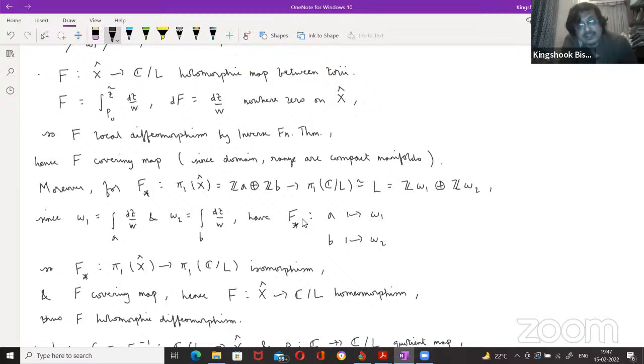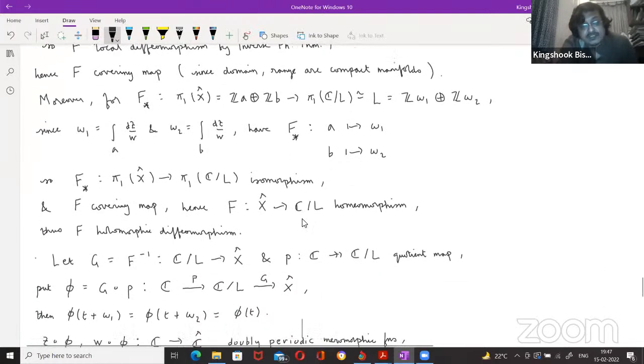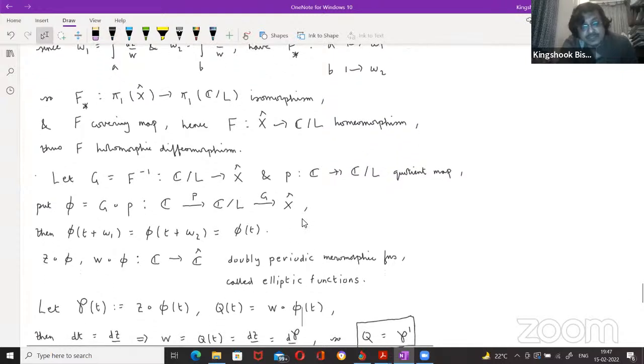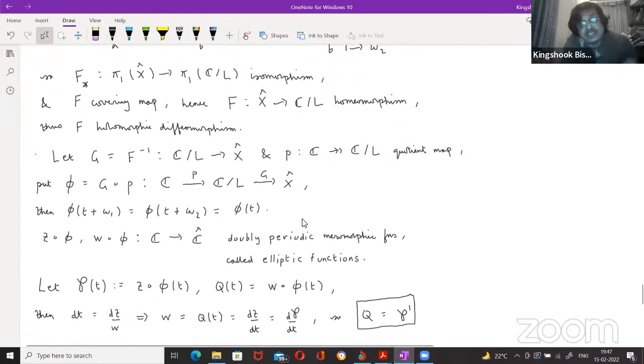So since my map is a covering map and the induced map on fundamental groups is an isomorphism, that means that my map actually is a homeomorphism, right? So now I have a homeomorphism. So F is a holomorphic diffeomorphism. So now I can do the same thing that I did in the first example, which is we invert this abelian integral. So I know it's a diffeomorphism, it's one-to-one, so we have an inverse. So I let G be the inverse, F inverse. So now this goes from the torus C modulo L to the algebraic curve X hat.